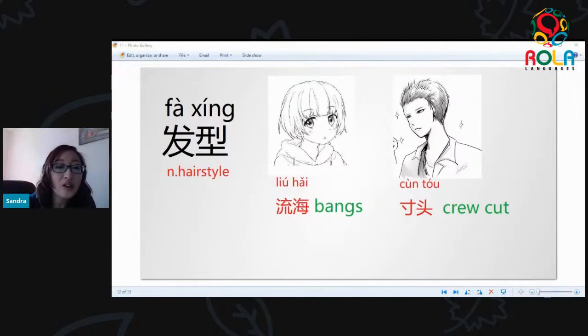The picture is a little bit off, but I have a liking of finding those Japanese style anime little pictures. So the picture is a little bit off. I would think it's a little bit shorter than what's indicated in the picture. 寸头 means to cut your hair into about 1 inch length.